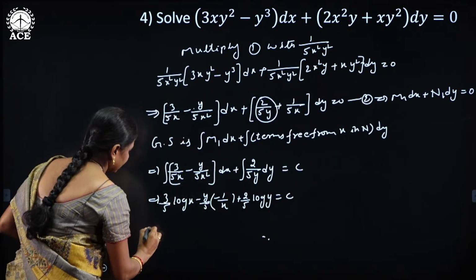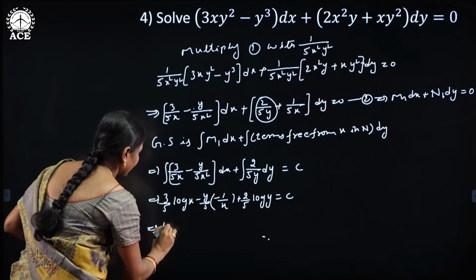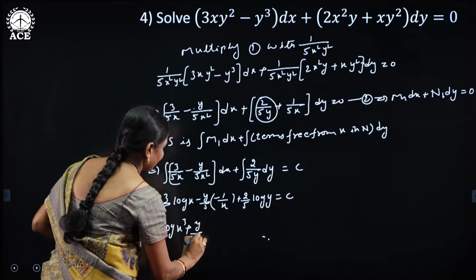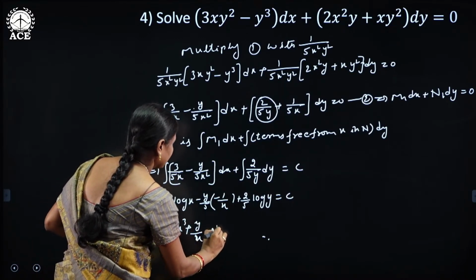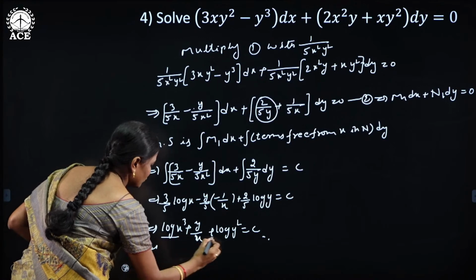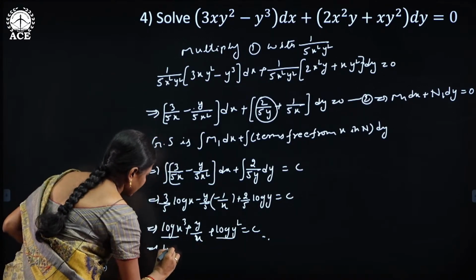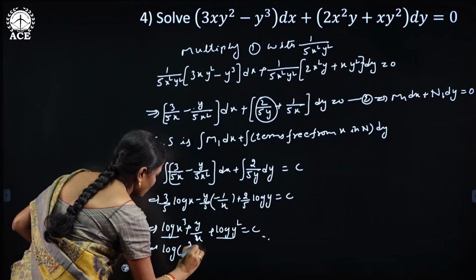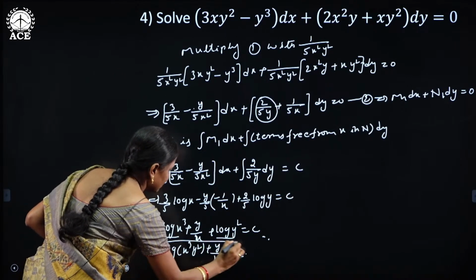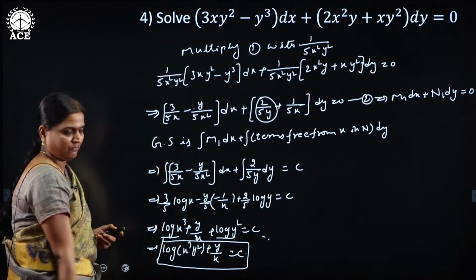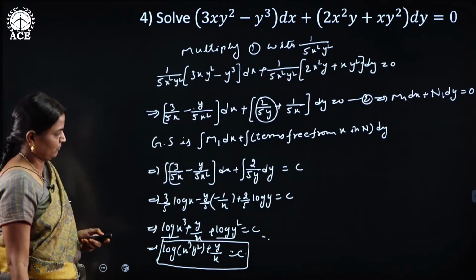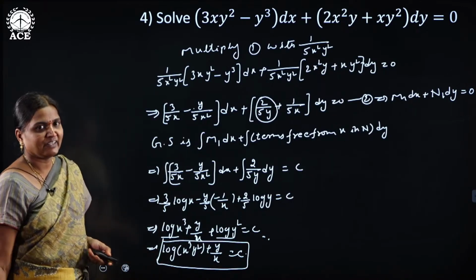If we take the LCM, 1 by 5 is common, so write the first term as log x cube, plus y by x, plus log y square is equal to c. Rewrite this one. From these two terms, log a plus log b is log ab, so log of x cube into y square, plus y by x is equal to c. This is the required general solution of the given differential equation. Here no need to write phi c; we can write phi c as another constant k also. So this is the solution of the given differential equation.